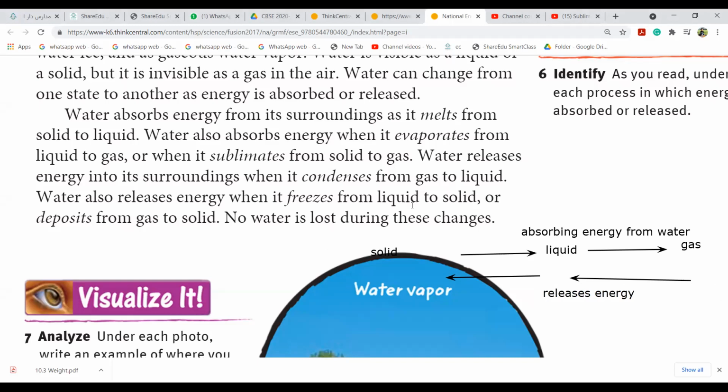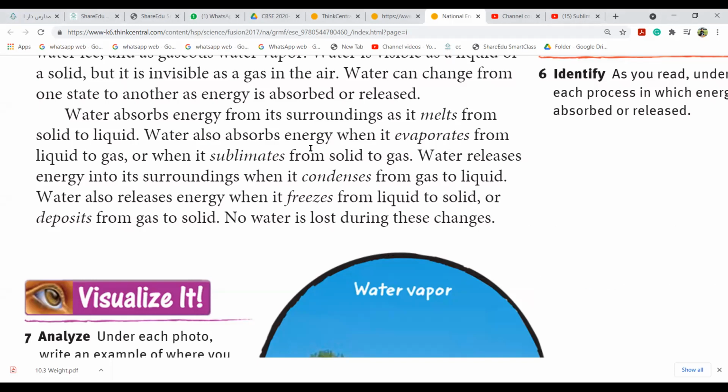Water also absorbs energy when it evaporates from liquid to gas. So I told you there are two things, when it is absorbing energy and when it is releasing energy. Now let me ask you questions. Zishan, if I ask you from solid to liquid, is it absorbing energy or is it releasing energy?